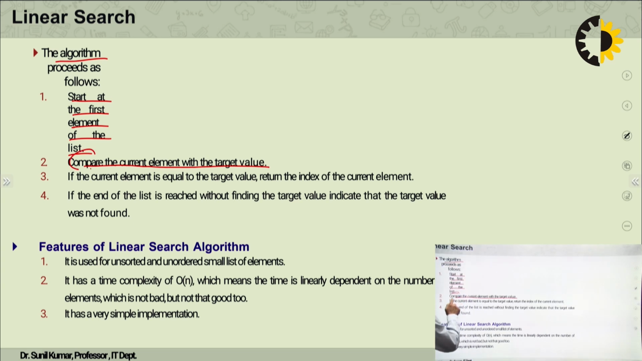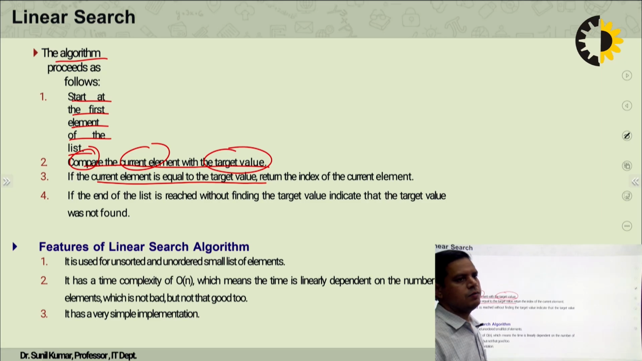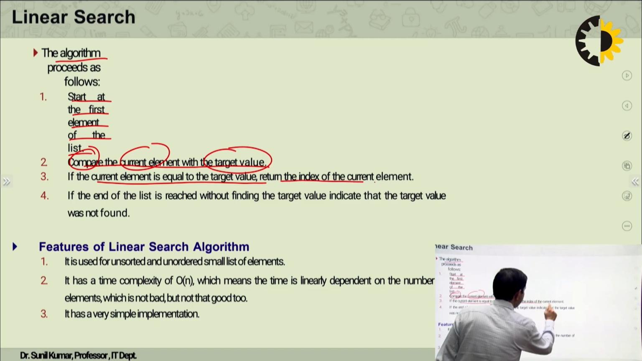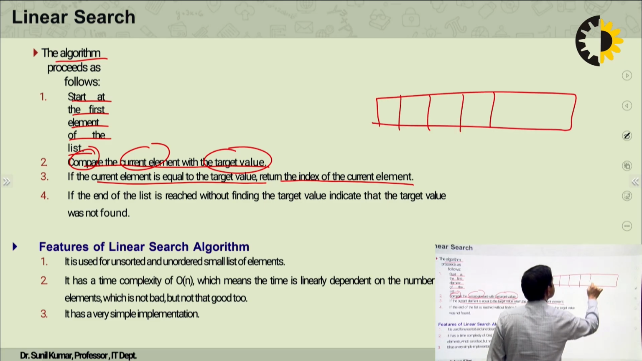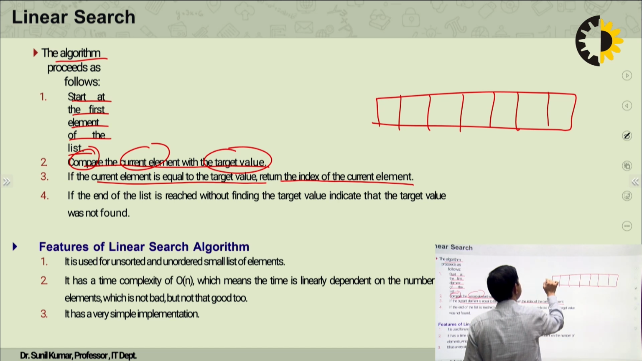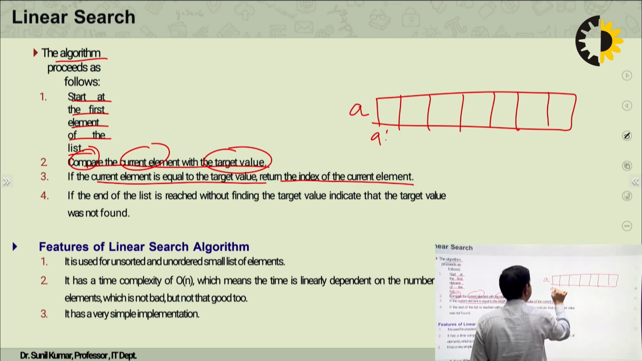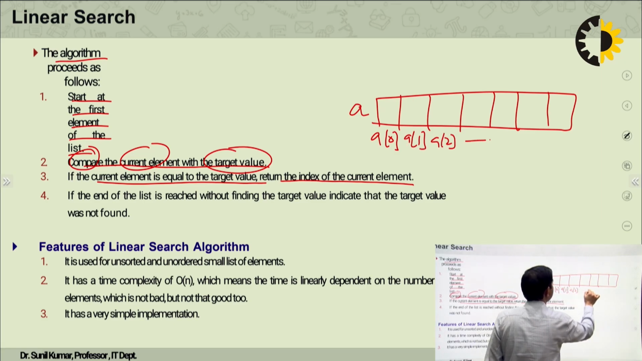Then we will compare the current element with that key, or you can say target value. If the current element is equal to the target value, that means whatever key or target value we are trying to find is matched with the current element, then we will return the index of the current element. All the elements we will store in an array. For example, this is the array, and for example, the name of the array is A, then its indices will be A0, A1, A2 and up to AN.